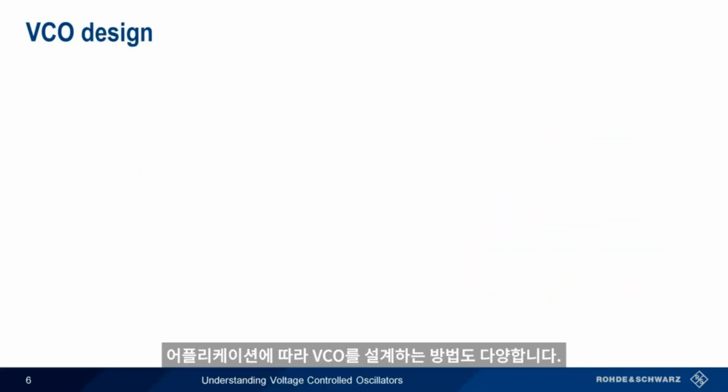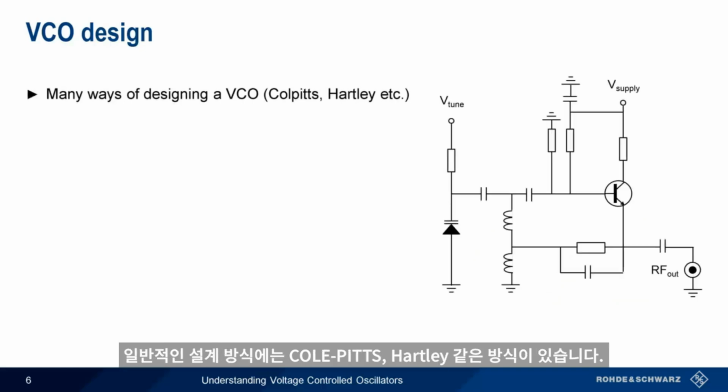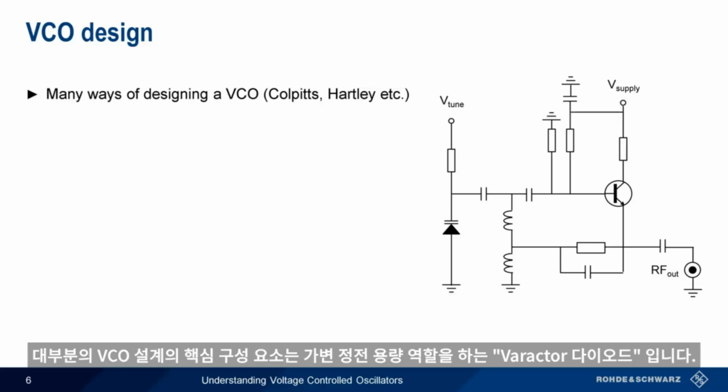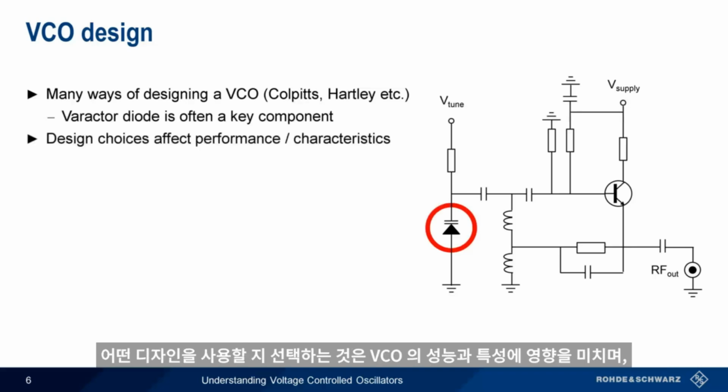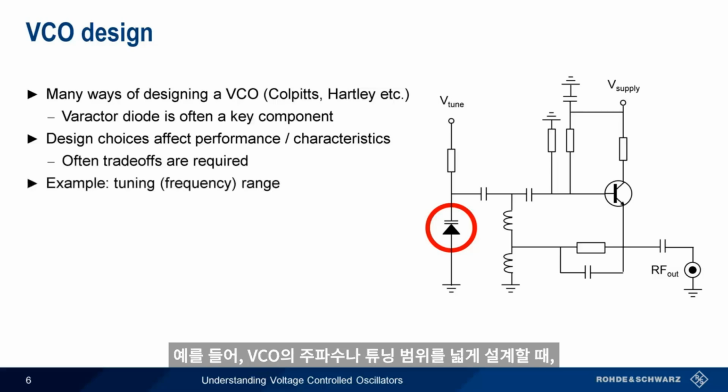Just as there are many different VCO applications, there are also many different ways of designing VCOs. Some common oscillator designs have names such as Colpitts, Hartley, etc. A key component in most VCO designs is a varactor diode, which acts as a variable capacitance. The choice of which design to use affects the VCO's performance and characteristics, and in most cases, various trade-offs must be made. For example, how wide should we make the VCO's frequency or tuning range?